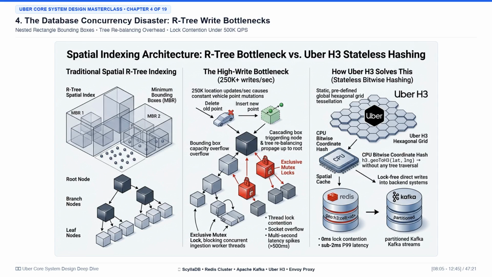Okay, so if I'm in a car, my GPS point is inside a small box that maybe covers just my physical street block. Right. And that small box is inside a slightly bigger box that covers my whole neighborhood. Yes, and that neighborhood box is inside a massive box covering the whole city. Precisely. Now imagine a million cars moving simultaneously.